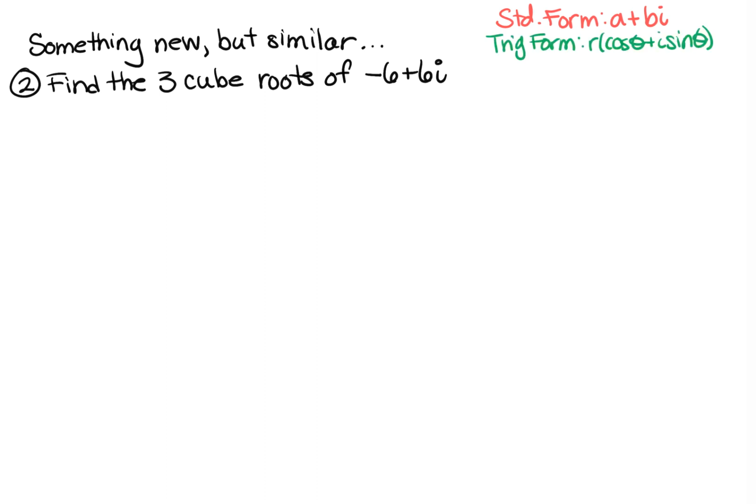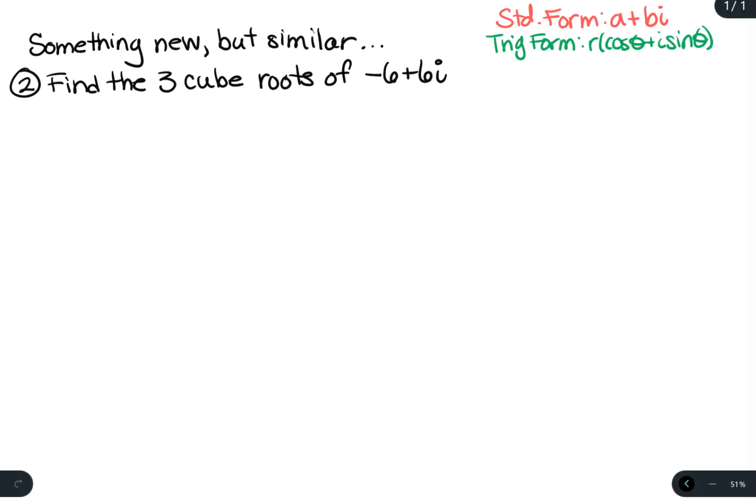All right, so we're going to actually use the trig form at some point in this problem. So if you don't remember trig form, please review that. So we want to find the 3 cube roots of negative 6 plus 6i. Let's think about what it means to find the 3 cube roots of negative 6 plus 6i.